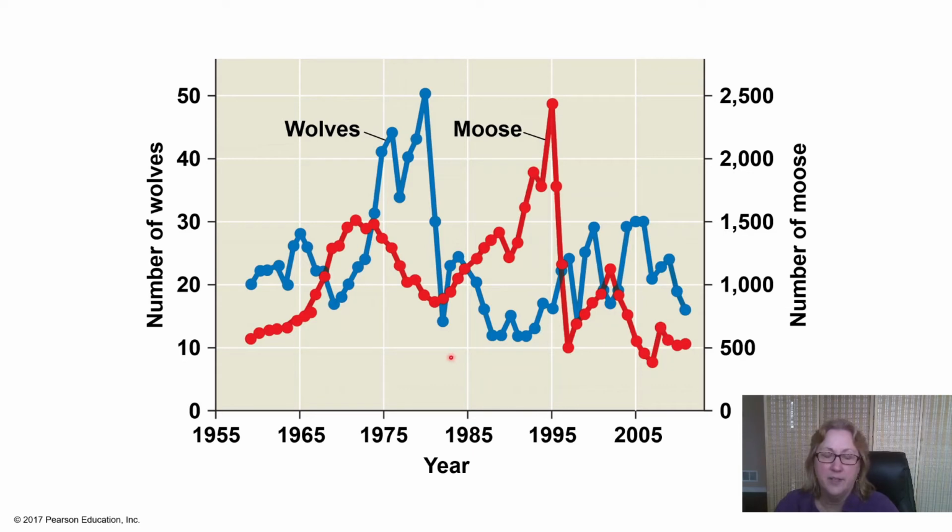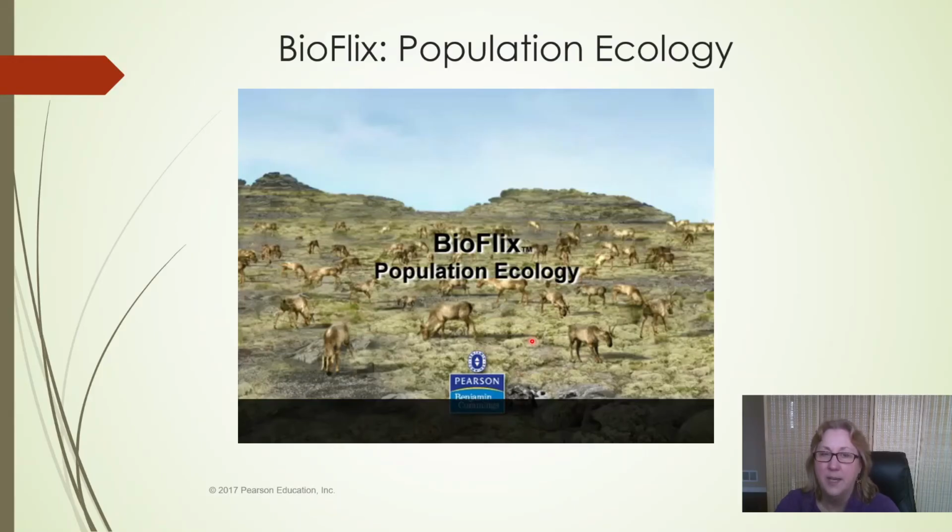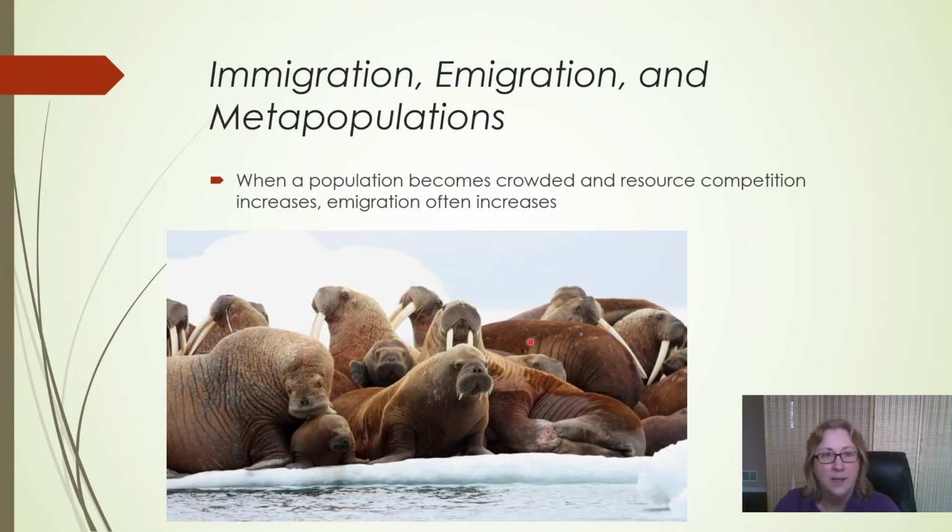They've even done similar experiments with paramecium with the same thing. Some paramecium eat other paramecium, and so they can have predators and prey of single-celled organisms as well, and they see the same kind of fluctuations. This is a little movie about that Isle Royale experiment. I'm not going to show it to you because it's a few minutes long, but it's in the PowerPoint. You can watch it on your own.